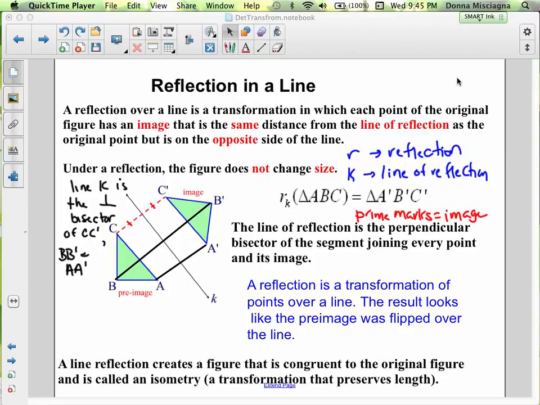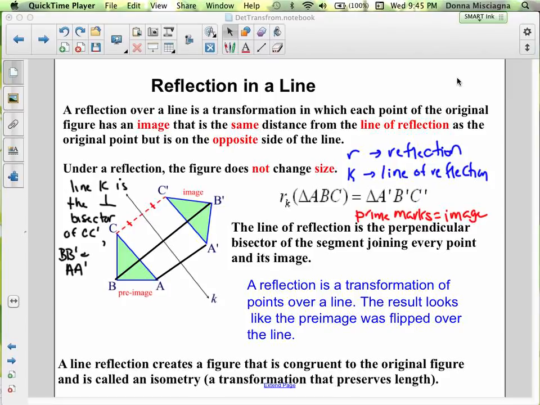So the line of reflection is also the perpendicular bisector of the segment joining every point and its image. You have the figure in your notes. I'd like you to add the information next to the figure. Line K, and K is not a point there, it's a label for the line. Line K is the perpendicular bisector of C, C prime, B, B prime, and A, A prime.